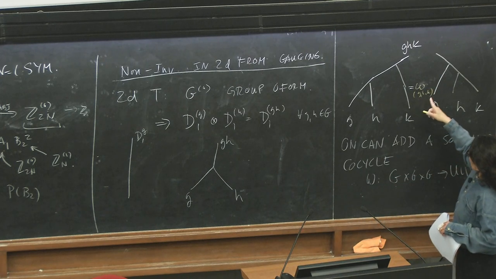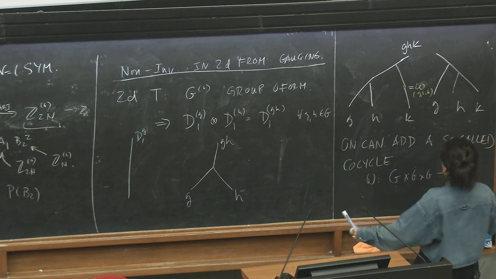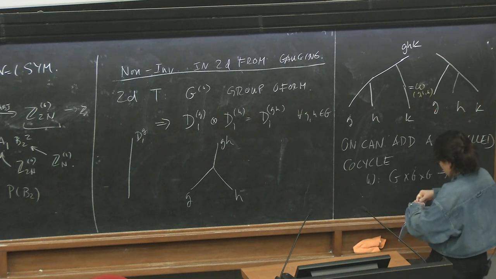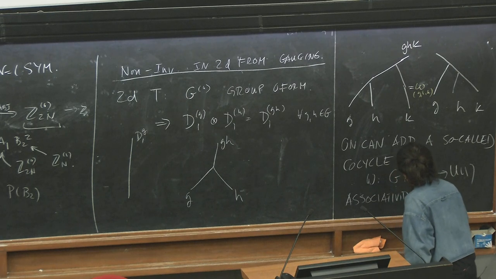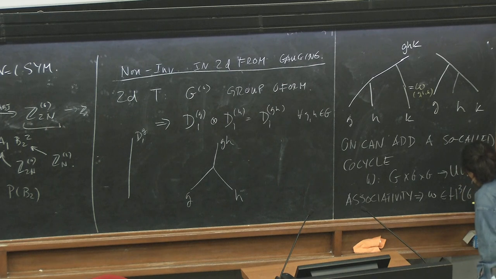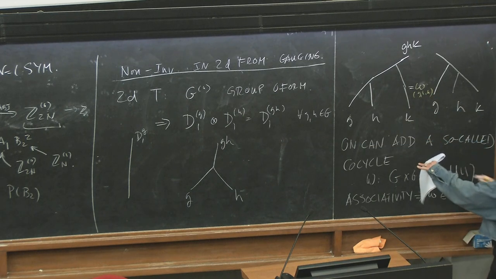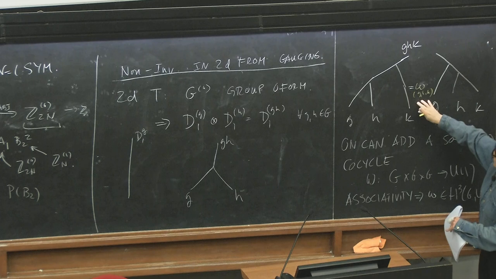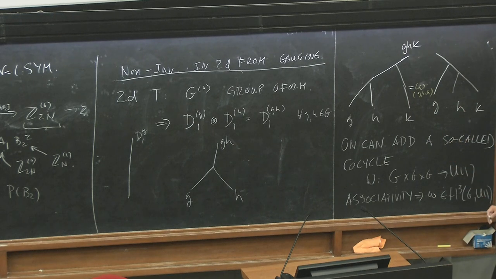And so, of course, not any omega of this type is allowed. If I now take four of them, it needs to be, again, compatible with that. So associativity then implies that actually omega is in what's called H^3(G, U(1)). So the closedness of this is precisely the condition that if I take all these four and move them around in different orders, these omega satisfy that this diagram is consistent throughout.